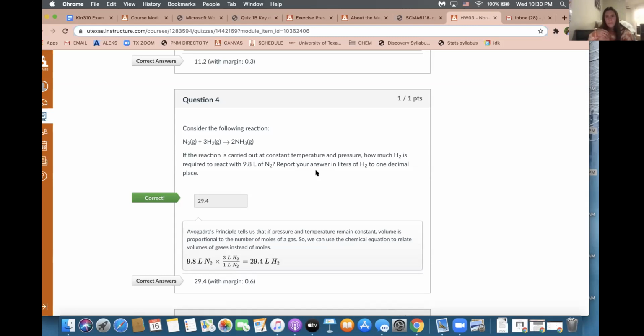Once you have that balance, you just read it off, right? You have 3 hydrogen gas and then nitrogen gas, so you have 3 and 1. But anyways, knowing the number of moles, because of Avogadro's principle, you can directly relate it back to volume. So you have that ratio, and it's just algebra. You just solve for what you don't have.